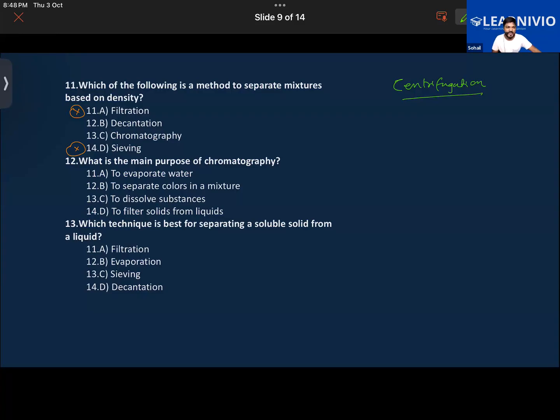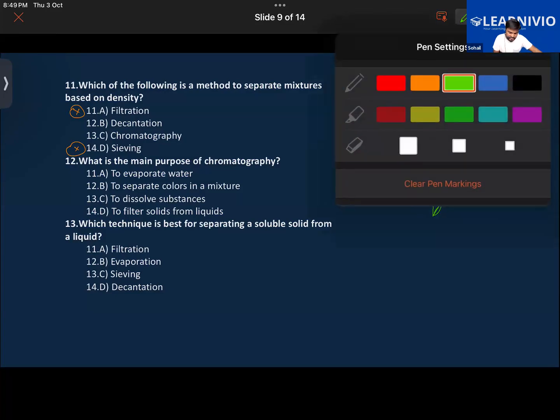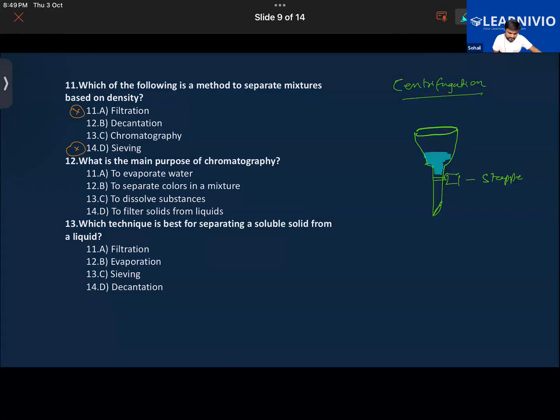Furthermore, we have a separating funnel, which is also based on the concept that two substances have different densities. Like how oil and water are separated using a separating funnel. You have a separating funnel with a stopper, and let's say two solutions with different densities. This is water, and oil is floating on it. Both have different densities, that's why they can be separated using a separating funnel.